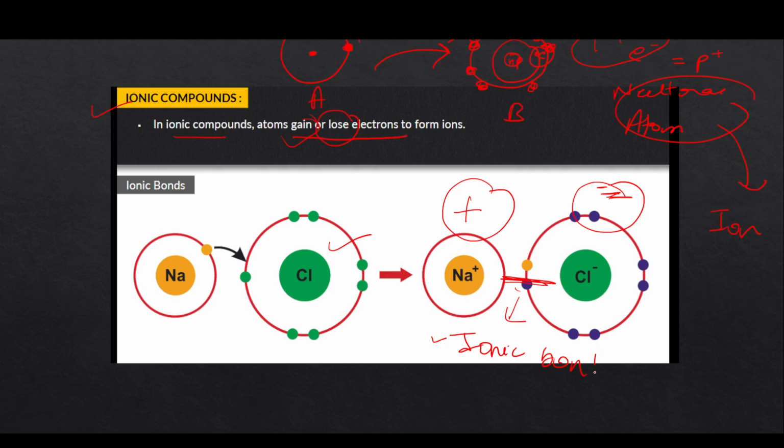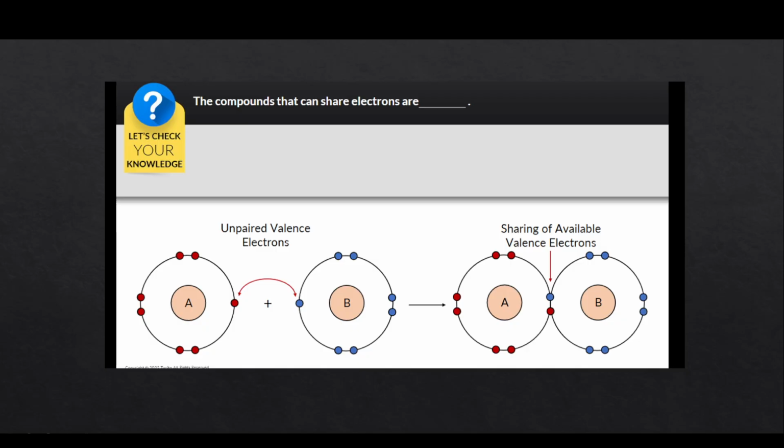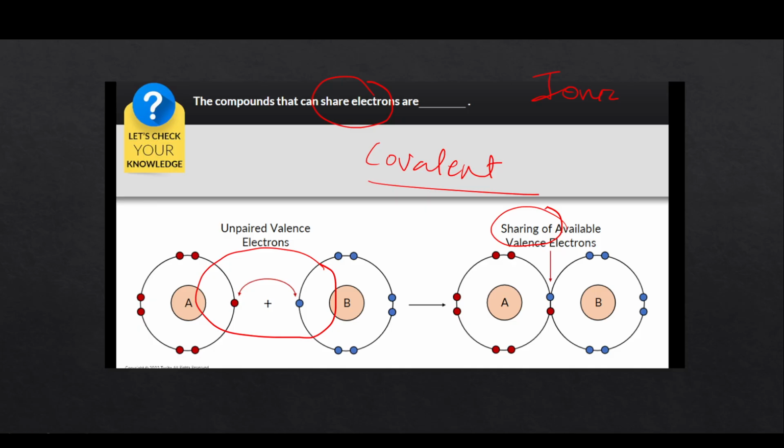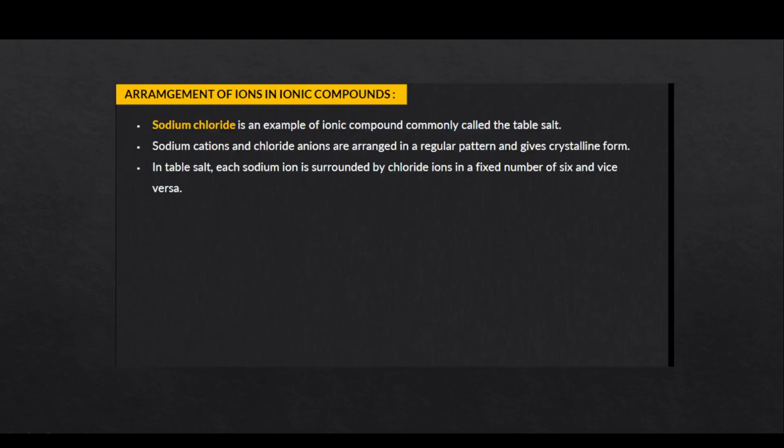Okay, so an ionic bond is formed by gaining or losing electrons. Covalent is formed by sharing electrons. So the compounds that share electrons are called covalent, right? And the ones which lose or gain electrons are called ionic. As you can see, they both are sharing these electrons. So this sharing of electrons is called covalent bonding, and they form covalent compounds.